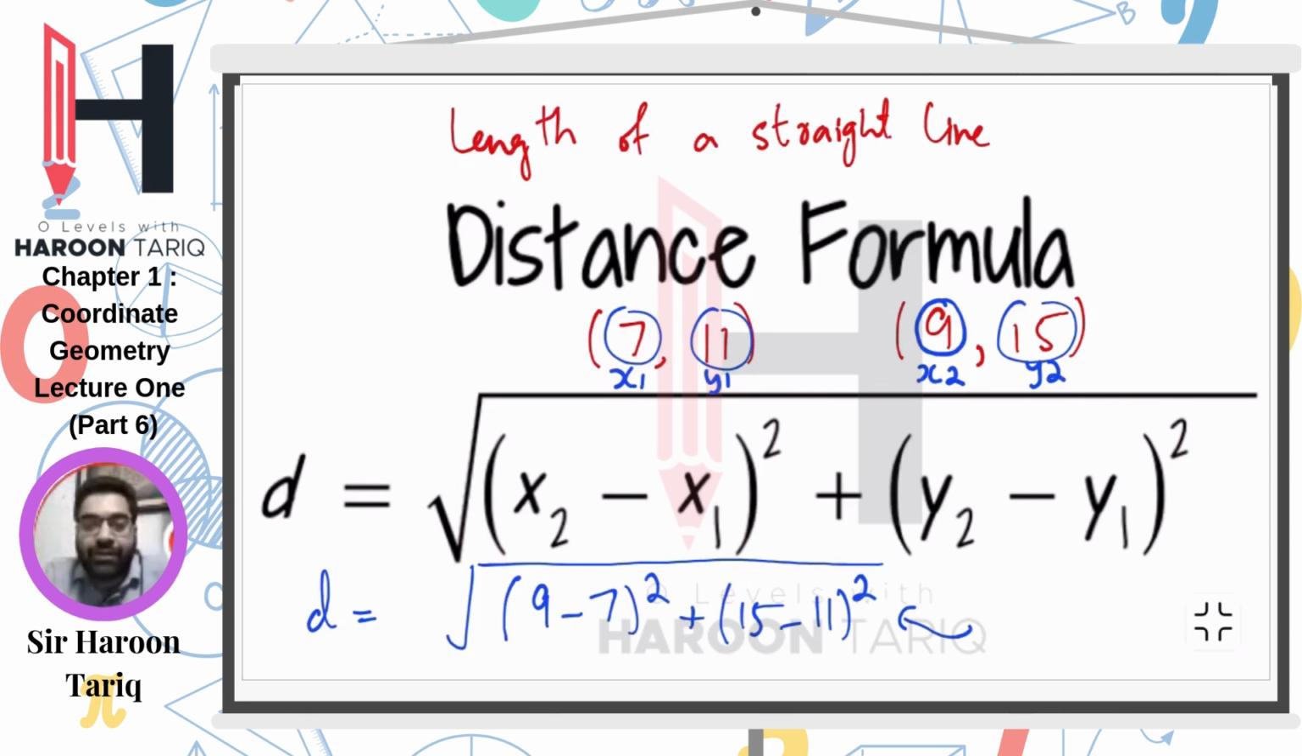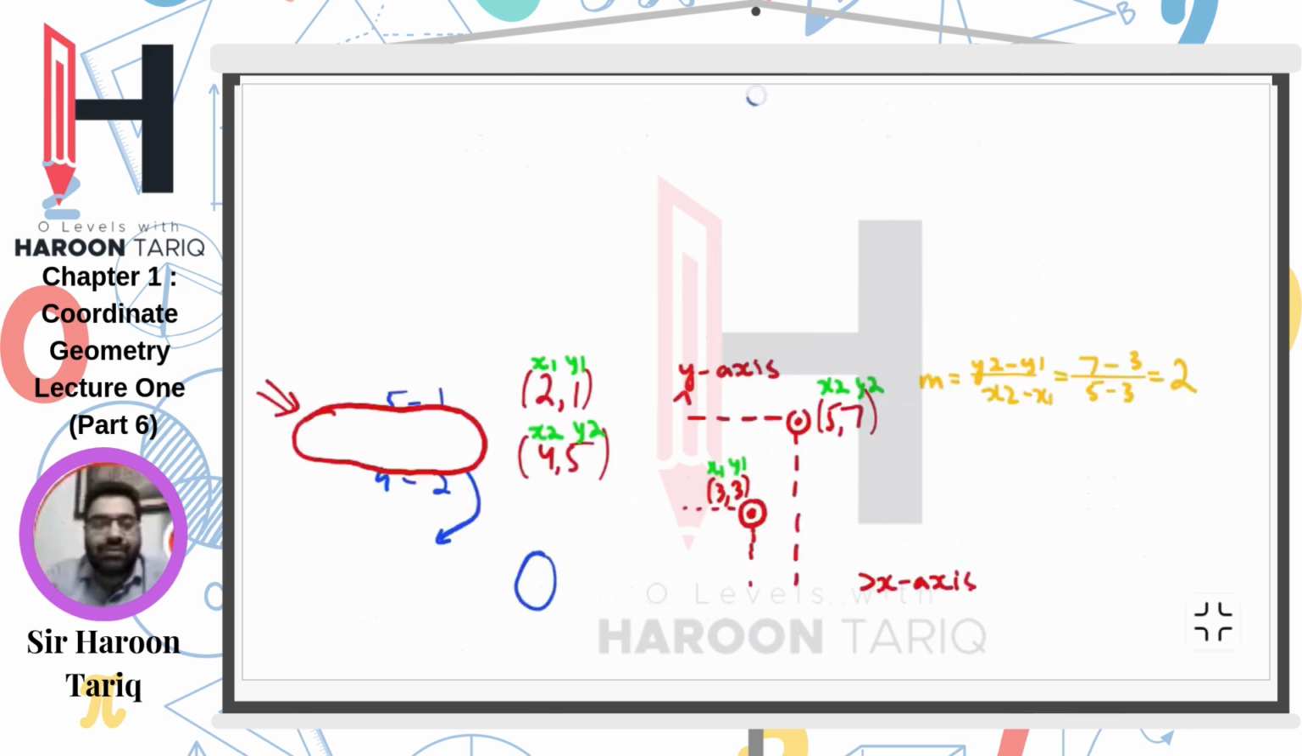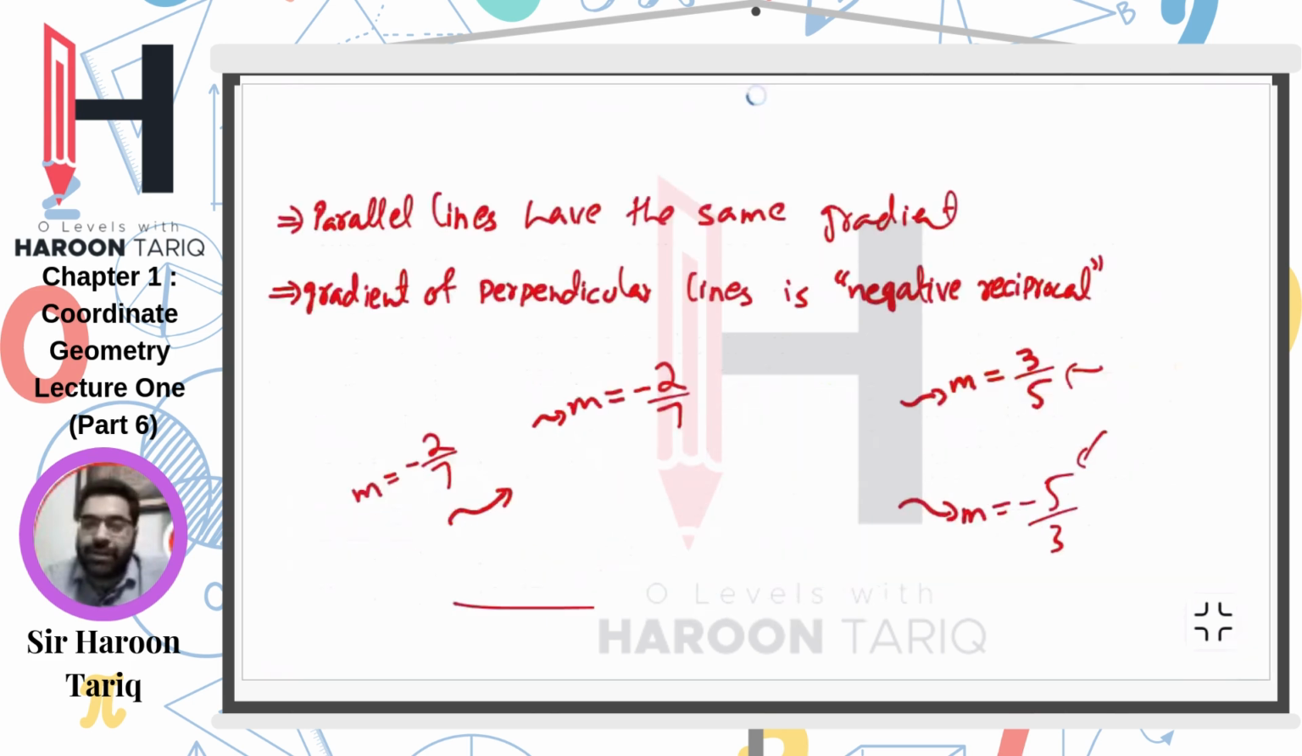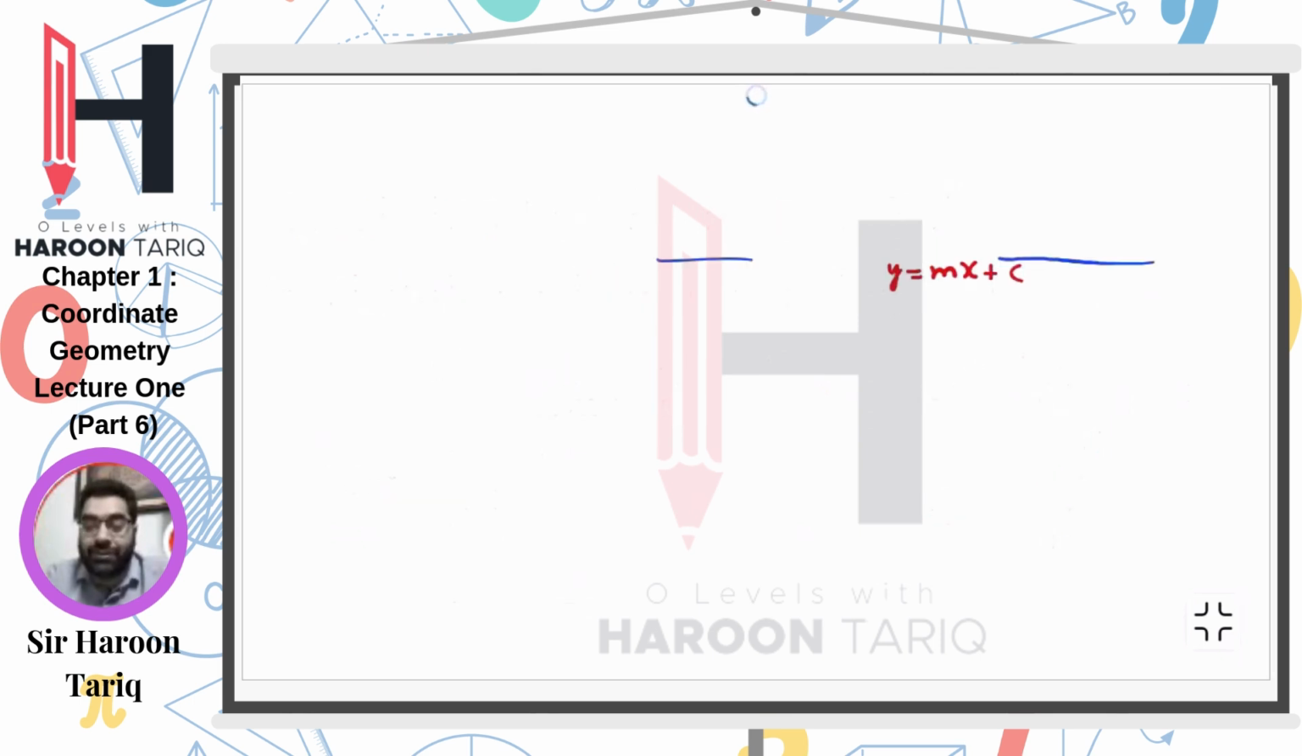Okay, now midpoint formula. We first find the x coordinate. To find the x coordinate, x1 plus x2 divided by 2. Then we find the y coordinate, y1 plus y2 divided by 2. Equation of a straight line. Y is equal to mx plus c, where m is the gradient, c is the y-intercept. Gradient of a straight line is y2 minus y1 divided by x2 minus x1. Parallel lines, they have the same gradient. Perpendicular lines, they have the gradient which is negative reciprocal to each other.